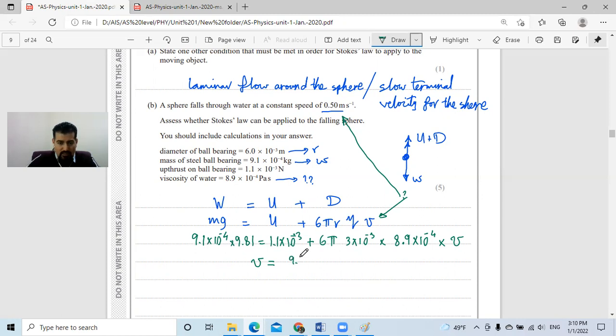Yes, 9.1 times 10 to the power of -4 times 9.81. Give me the answer please. Minus 1.1 times 10 to the power of -3 all over 6 pi 3 times 10 to the power of -3 multiplied by 8.9 times 10 to the power of -4. Yes, what's the answer? The answer, it will be by using calculator.